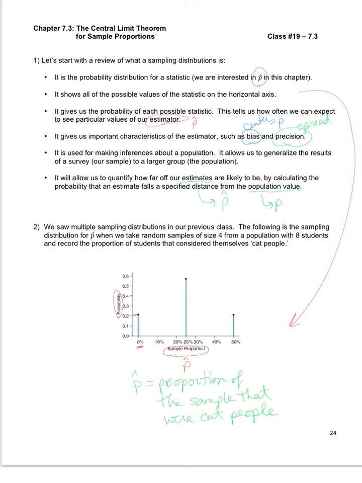that identified as cat people. And keep in mind that in this particular population, we had 8 students, and P, the proportion of the population that preferred cats, there were 2. So P was 25%. So we can see there was no bias here because the center of our sampling distribution was equal to P.